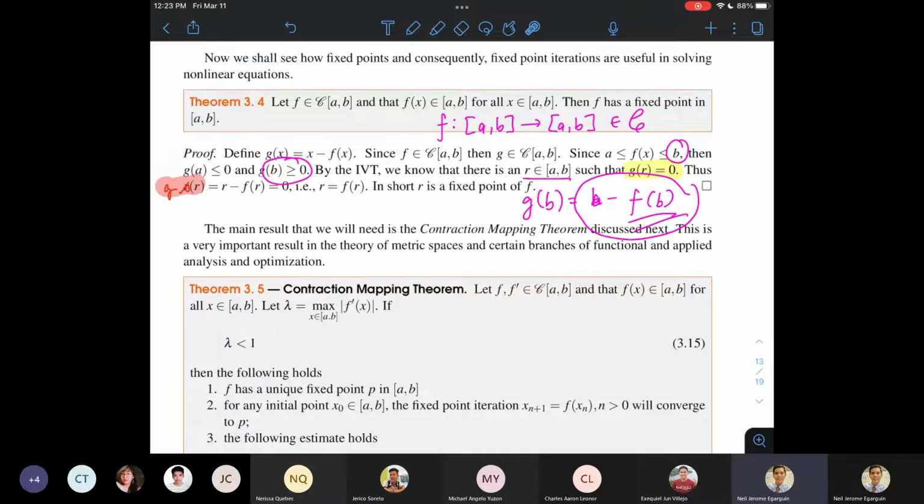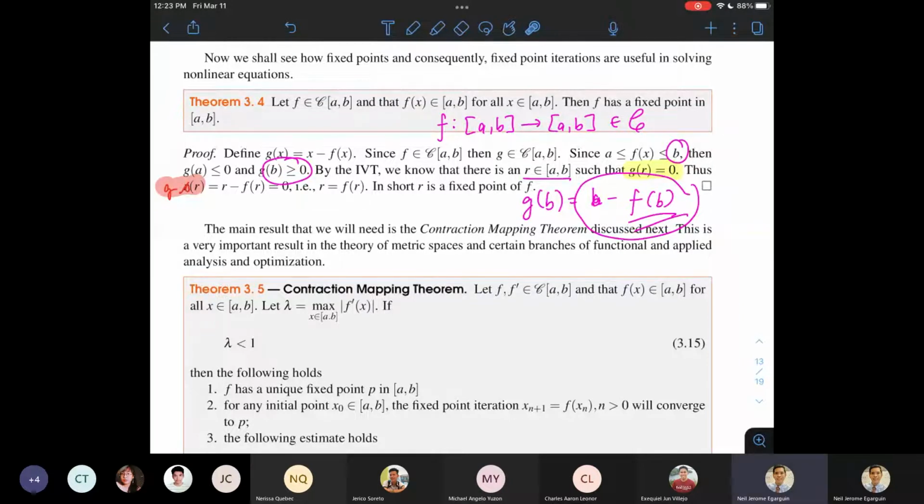Pero kung pareha silang negative, kung ang g of a ay negative, tas ang g of b ay positive, ibig sabihin magkaiba yung sign ni g of a at ni g of b, continuous si g, so sure tayo na dadaan siya sa x equals 0. So meron tayong root. So in either case, you are sure that there exists an r such that g of r is equal to 0. Okay? Pero what does it mean when g of r is equal to 0?